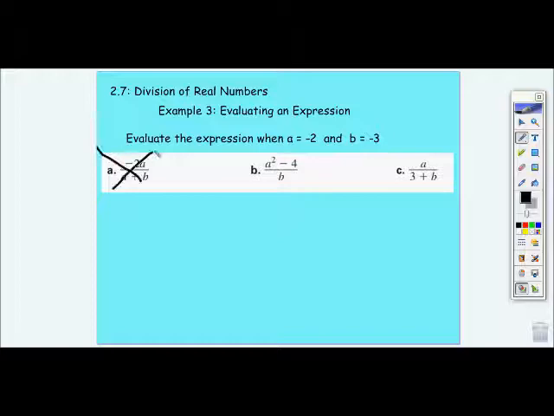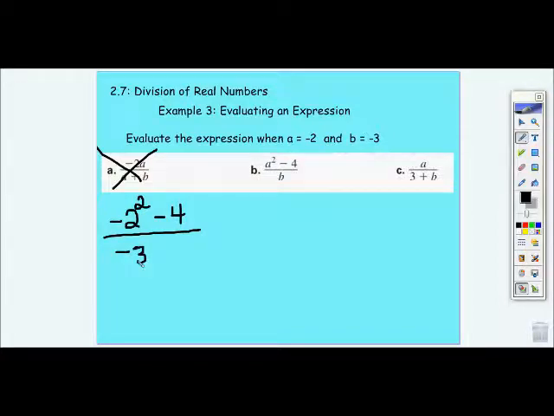Now we have A done already. Let's go ahead and try B. I'm going to move B over here a little bit. So I have negative 2. We're going to apply all the rules you've learned. That's going to be squared minus 4, and that's going to be over B, which is negative 3.